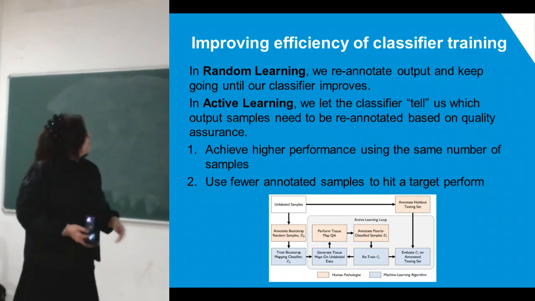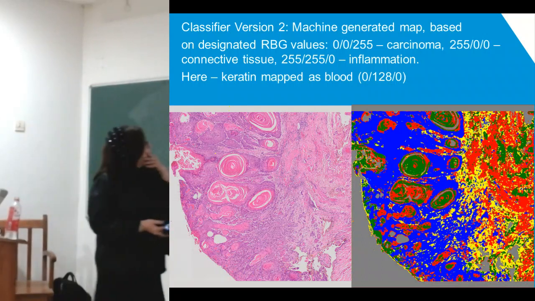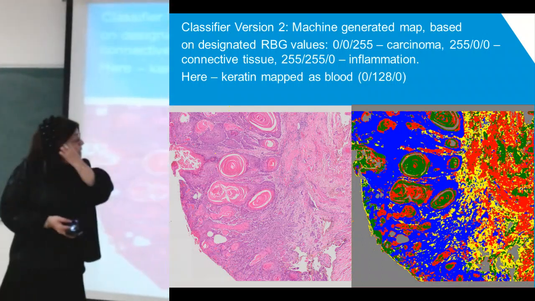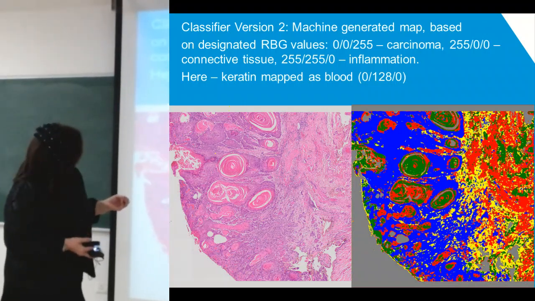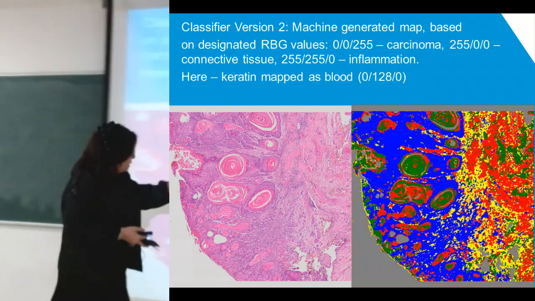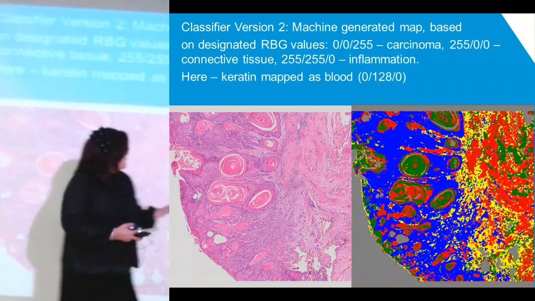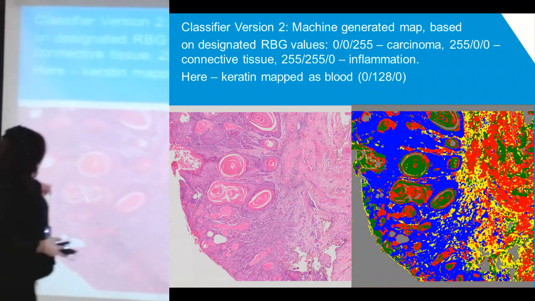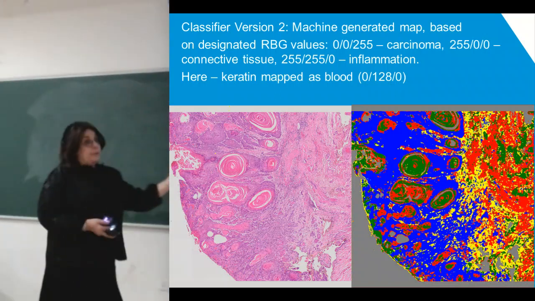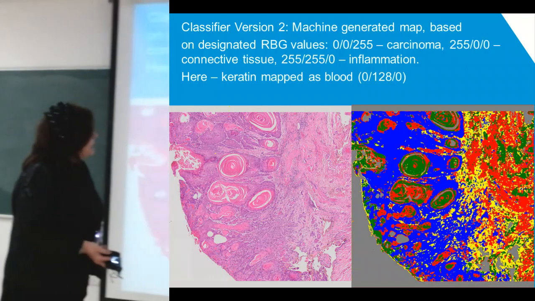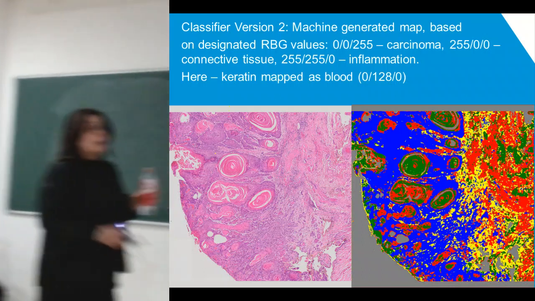And Scott spoke to you about the random learning versus the active learning. And so here's our version 2. So this is the next version beyond the bootstrap classifier. So actually, the green here is the color of blood. So the keratin was being misclassified as blood here. And here we see the tumor with these keratin pearls. So it's, to me, the first time I saw this, I thought, dang, this is like magic, right? But then you see, okay, you see what's being done incorrectly, and then you start correcting.